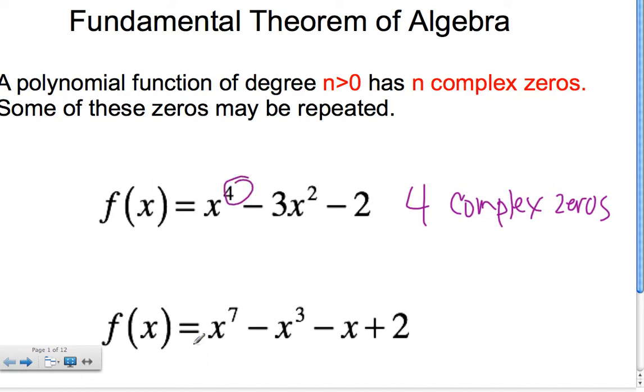On the second one, f of x equals x to the 7th minus x to the 3rd minus x plus 2 would have 7 complex zeros. And that was derived from the lead coefficient of 7.